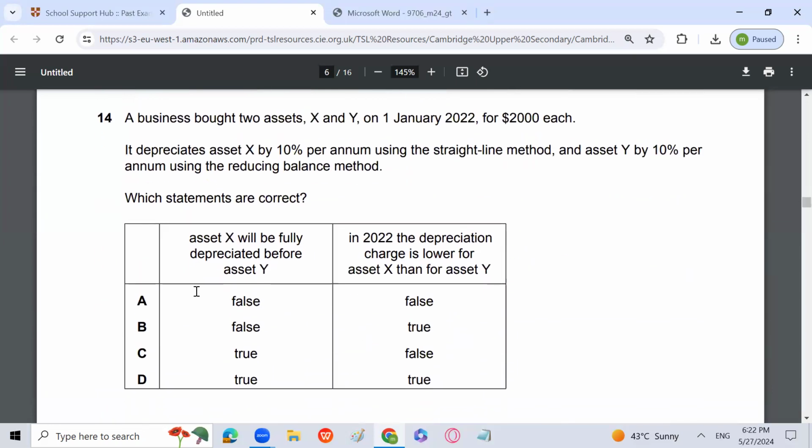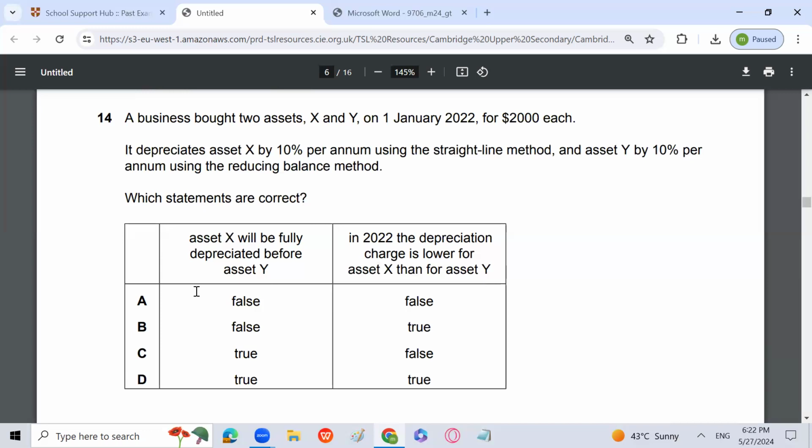A business bought two assets X and Y for 2,000 each. It depreciates asset X by 10% per annum using the straight line method, and asset Y by 10% per annum using the reducing balance method. Which statements are correct? Asset X will be fully depreciated before asset Y. In 2022, the depreciation charge is lower for asset X than for asset Y. So one thing is important: the depreciation charge in the first year will be the same either by the reducing balance method or by the straight line method.